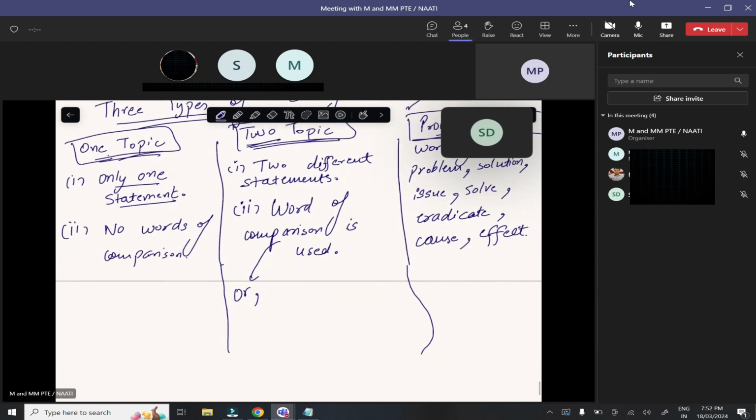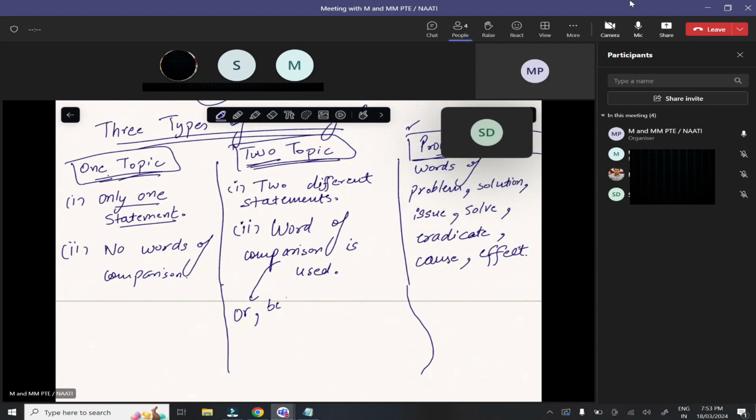And also write down a few words of comparison just for your understanding. So, or, better than, rather than, replace, as important as, etc. So all the words which help you to compare two different things.